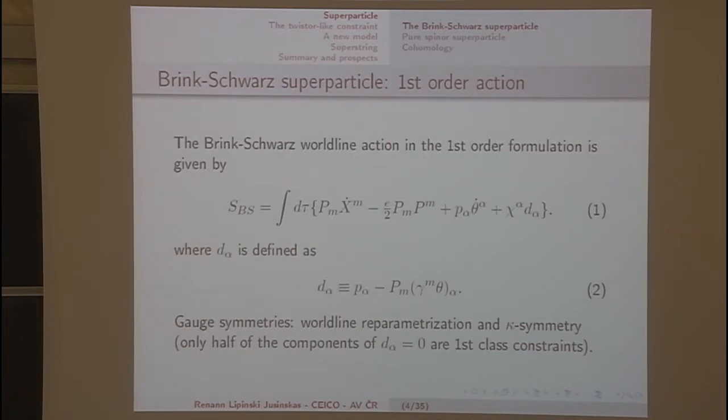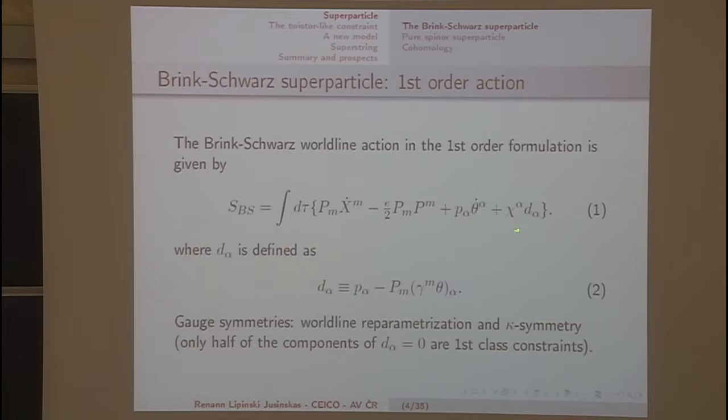So I think everybody here knows the Brink-Schwarz action. It's basically the space-time generalization of this worldline particle. It has this very simple form in this first order formalism. So you have here this P squared, which is the generator of worldline translations, or you can think of it as the Hamiltonian. E is the einbein. Again, you can think of it as just a Lagrange multiplier imposing this constraint.